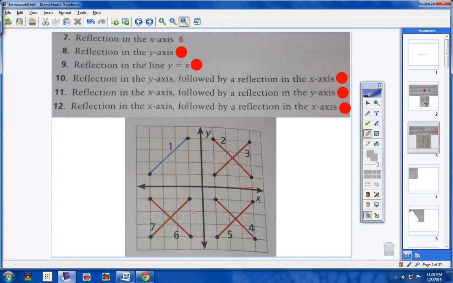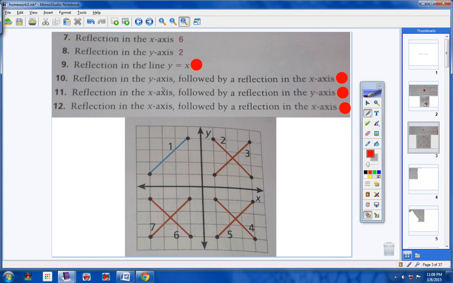Let's try another one. Reflection in the y-axis. Here's the y-axis. So if we were to fold this sheet of paper right on this line right here, this blue line would fall right on top of what line? It would fall right on top of this line here, and that's line number 2. So the answer is 2. Alright, now let's save number 9 for last. 9's pretty tough. Let's go on to number 10.